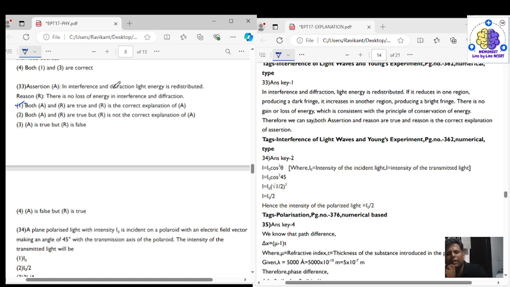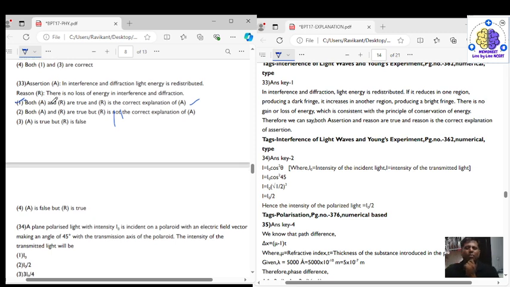Because in the interference pattern and in the diffraction pattern there is no loss in energy, although there is a dark fringe and then a bright fringe. This is because the energy gets redistributed, right? So the correct answer is option 1, that both assertion and reason are true, and the reason is the correct explanation for the assertion, right? So the correct answer is option 1.